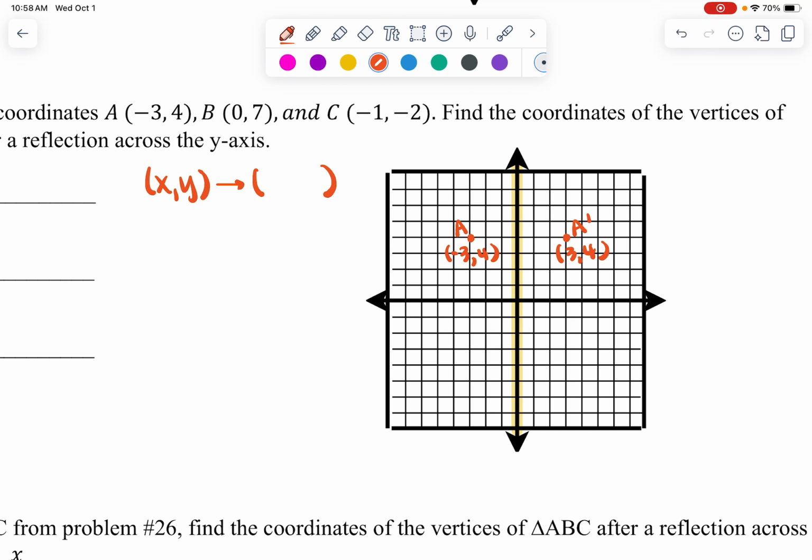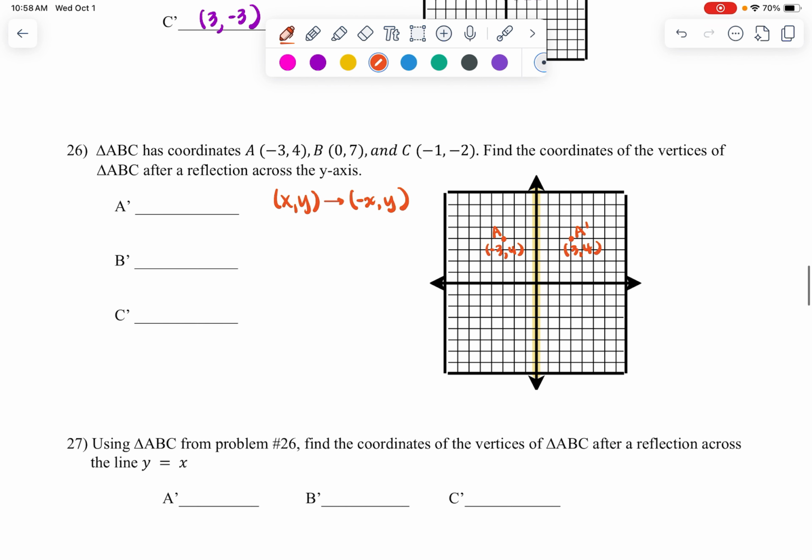So if you need to do that to help you remember the rule, that means the x's become negative and the y's stay the same. Okay, so that is our rule: x's are negated and y stays the same. So A prime is at 3, 4, and you can just graph the whole thing if you need to. Obviously, -0 is still 0, which makes sense because 0, 7 is on the line of reflection. 1, 2, 3, 4, 5, 6, right? If I'm on the mirror, then it's not going to move. And then, of course, C is going to be +1, -2.